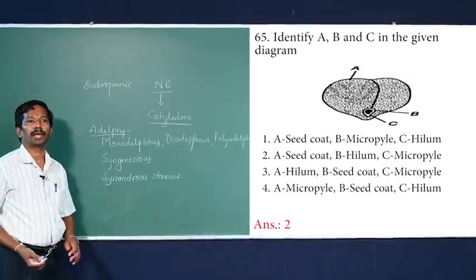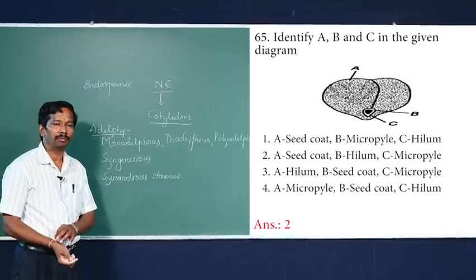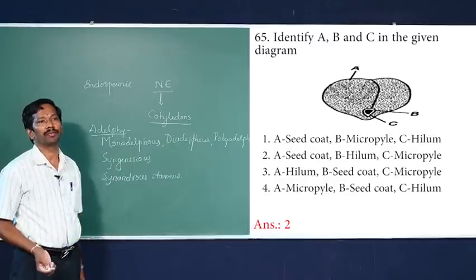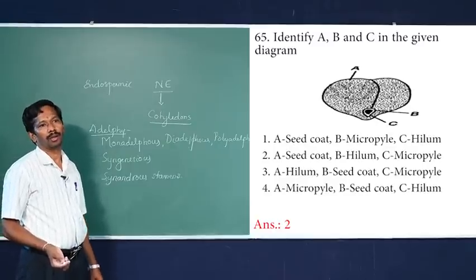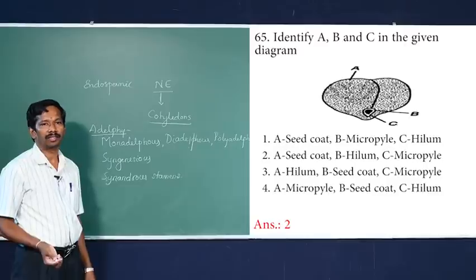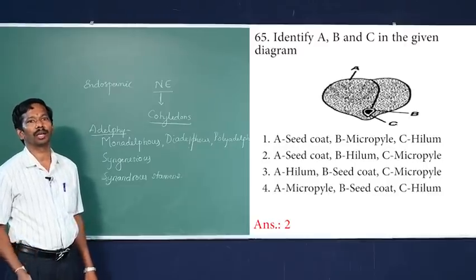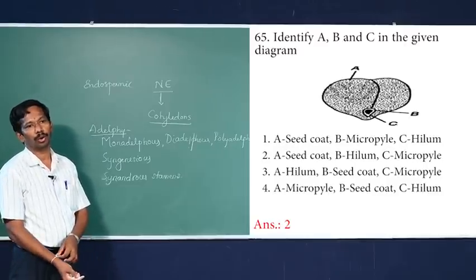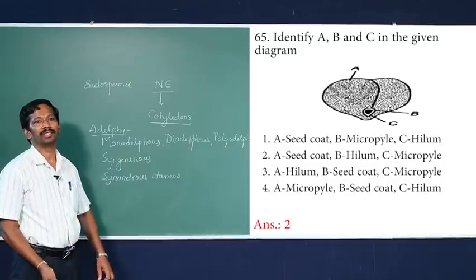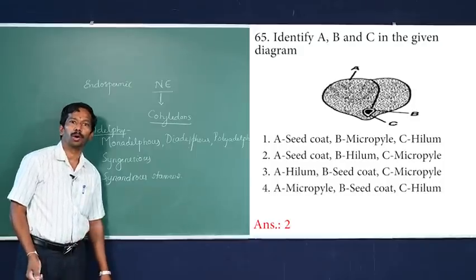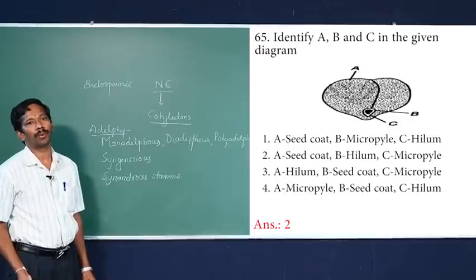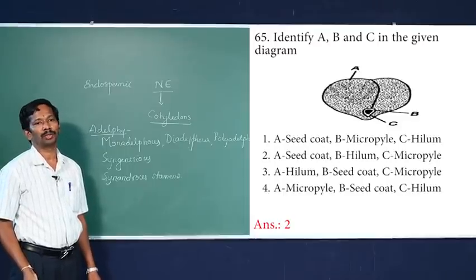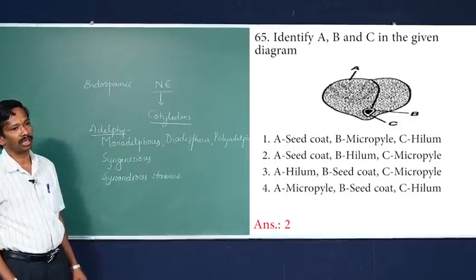A diagram of a dicot seed has been given, that is gram, Bengal gram seed. The direct answer is option number 2: A is the seed coat, B is constituting the hilum, the connecting portion of the stalk and the seed, and C is constituting a small depression that's called the micropyle, which is the site through which water enters during the process of germination.